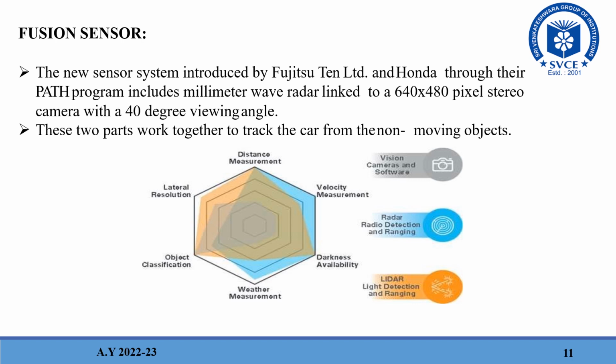In vision we have only cameras and software. In radar it has radio detection and ranging. In lidar it has light detection and ranging.